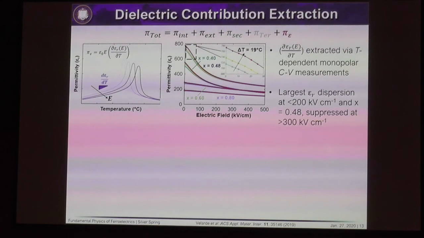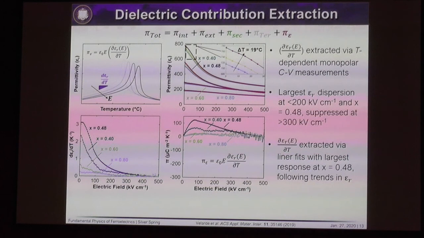What we see here is that these things kind of even out by about 200-300 kilovolts per centimeter. We kind of saturate out these effects, they're suppressed, and the biggest effect is happening in the MPB composition as well. We can then take this and do linear fits to these locally in the system to pull out this dε/dT, the value that goes inside of these parentheses here, and then we can calculate the dielectric contribution to pyroelectricity in these systems.